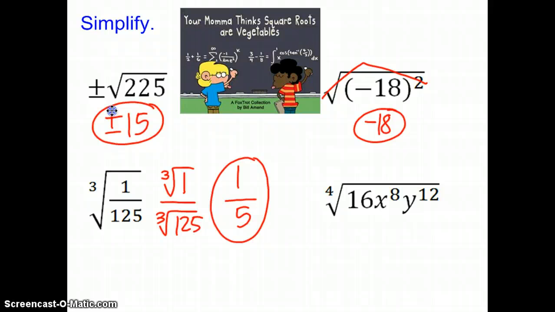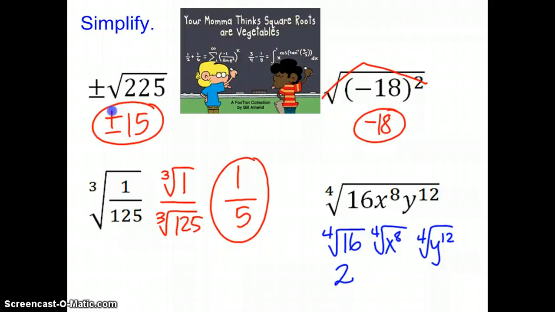This last one, probably the trickiest, but still not too bad. The 4th root of 16, the 4th root of x to the 8th, and the 4th root of y to the 12. The 4th root of 16 is 2. 2 times 2 is 4. 4 times 2 is 8. 8 times 2 is 16. So that's 2. Over here, we can use that method that we did before.